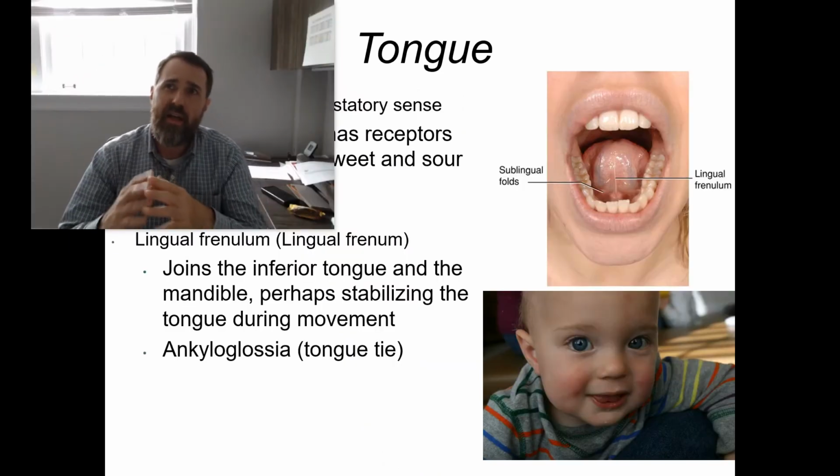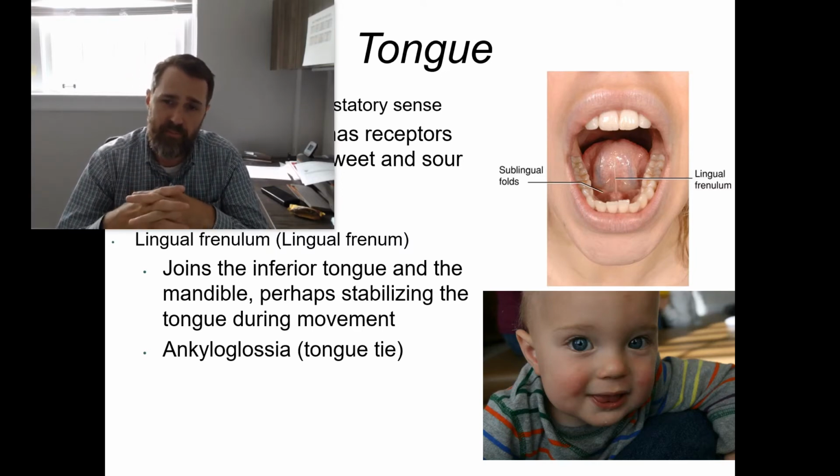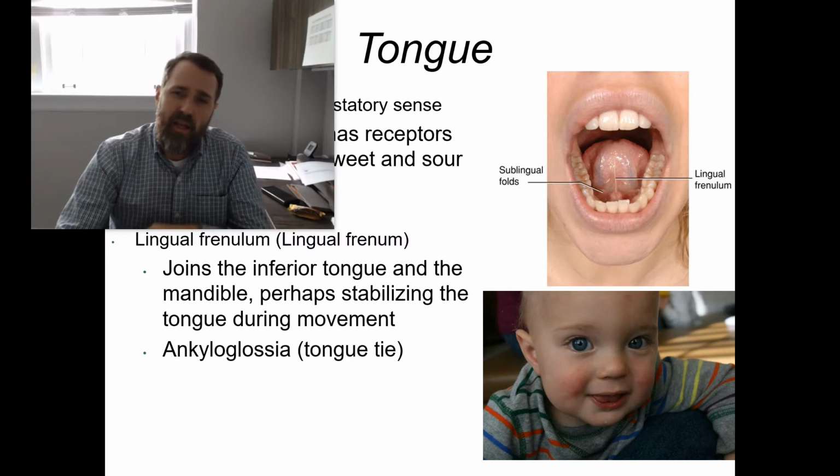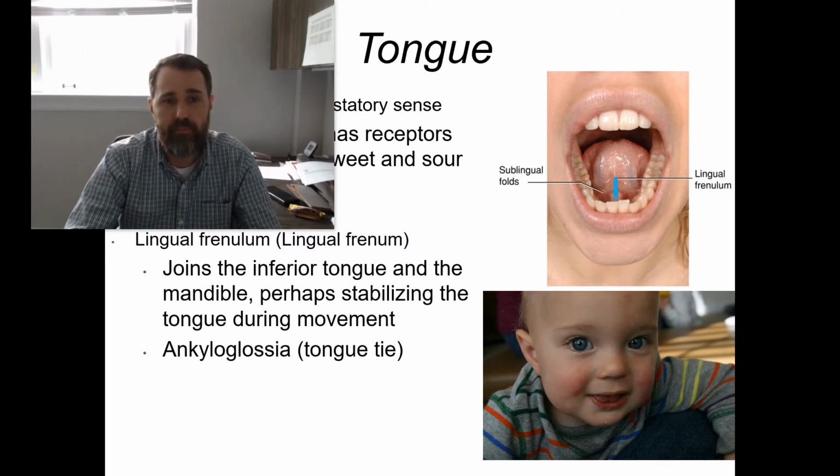Your tongue has sensory receptors for taste on it. And it also has this little piece of tissue under it that attaches the tongue to the floor of the oral cavity, and that is known as the lingual frenulum or the lingual frenum.